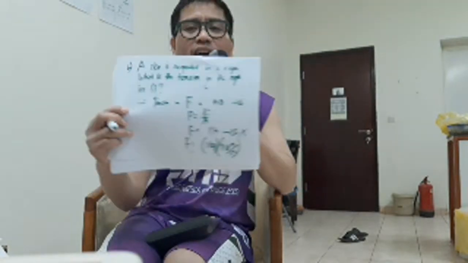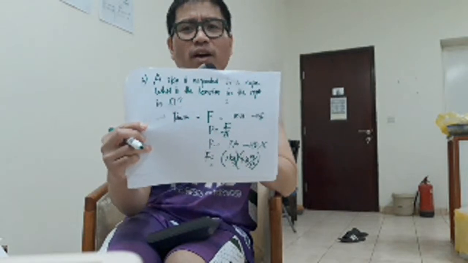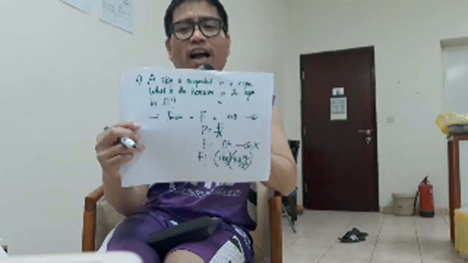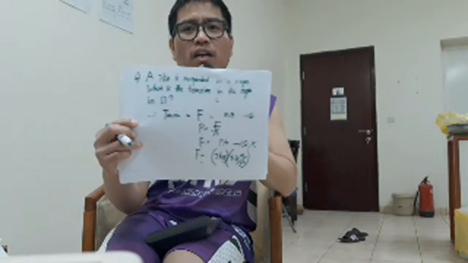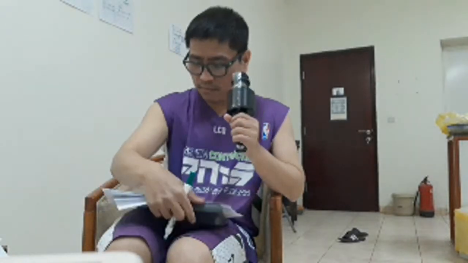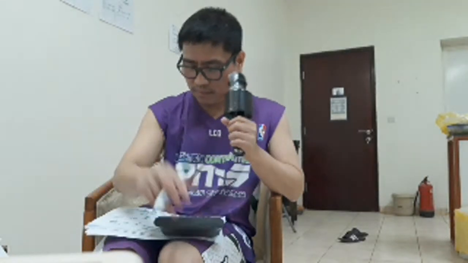Now this acceleration is 9.81 meters per second squared. So multiply it directly: 7 kilogram times 9.81. It is purely metric, right? 7 times 9.81, so our answer will be 68.67.